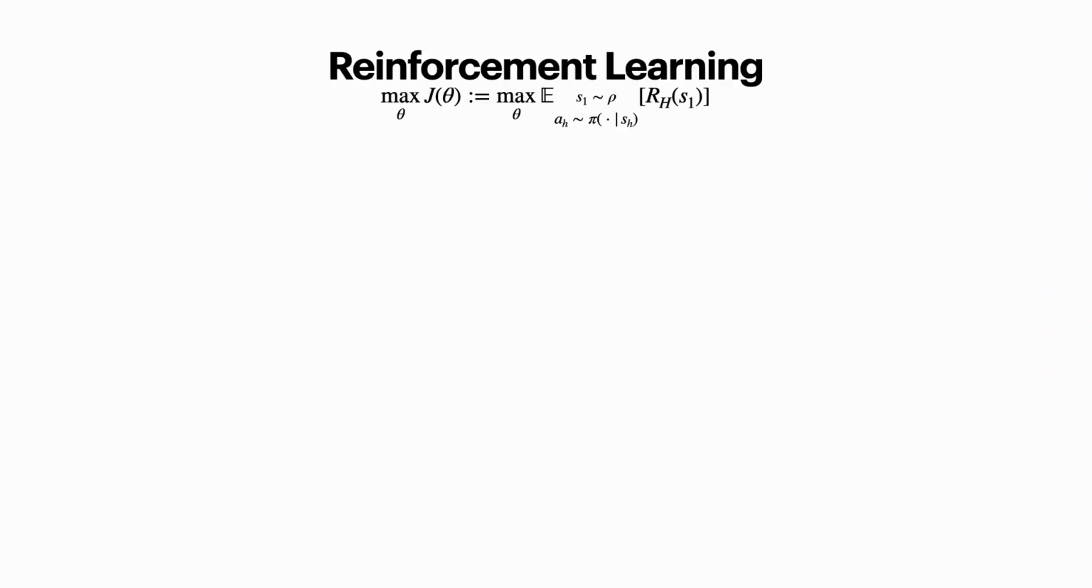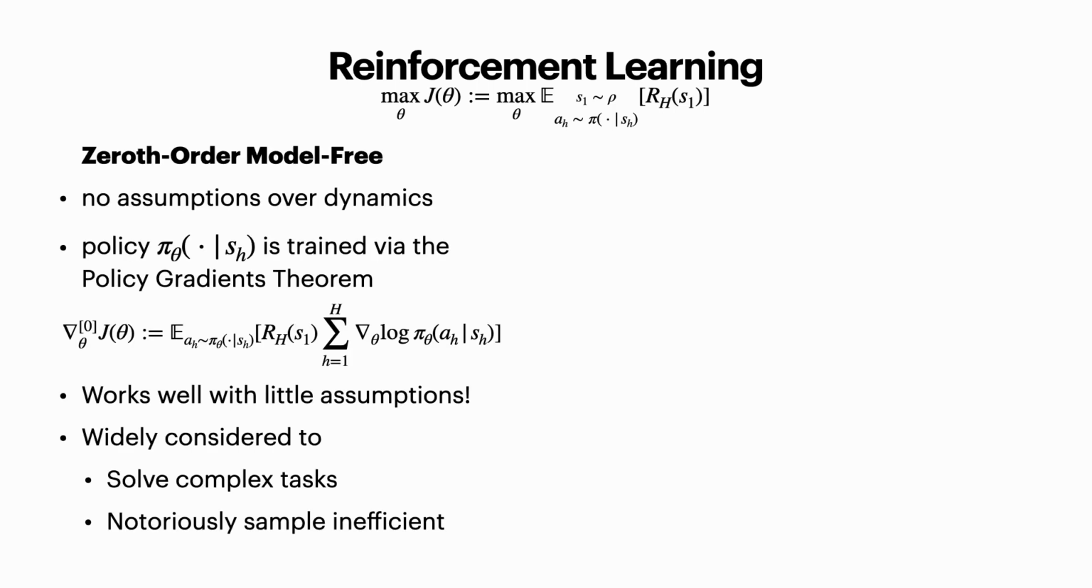In reinforcement learning, we're usually interested in optimizing the objective of cumulative reward by taking iterative gradient steps. One way to accomplish that is via zero-order model-free gradients. These methods have one key property: they do not require assumptions over the dynamics, which is enabled by the policy gradients theorem. It's impressive that they work well with minimal assumptions, and these types of methods are widely considered to have solved complex tasks, but are also known to be sample inefficient, requiring a lot of data to train.